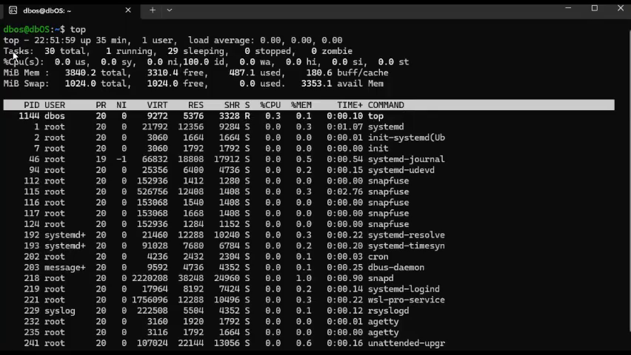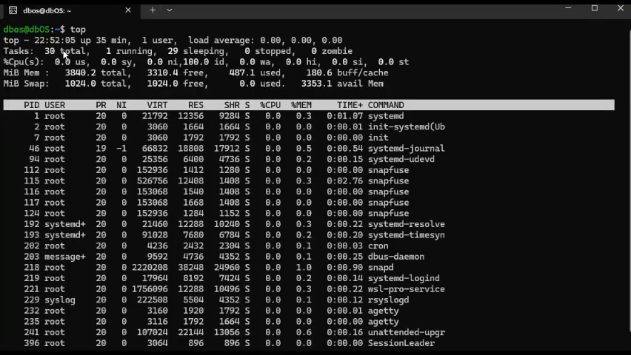If we go to the second row of things, we have tasks, which you can think of as processes. And it says there are 30 total tasks. And there's a breakdown after that: one running, 29 sleeping, 0 stopped, and 0 zombie.